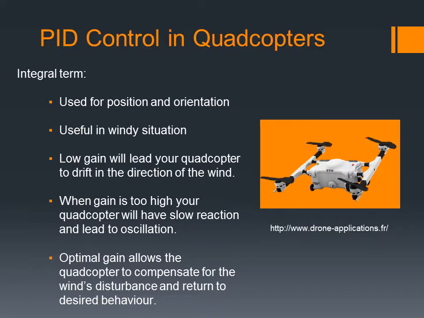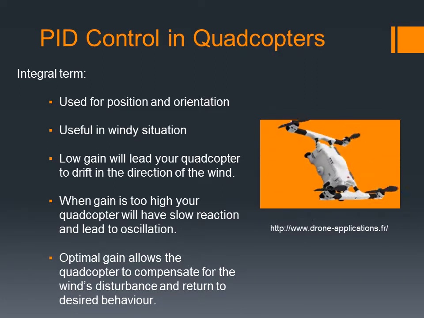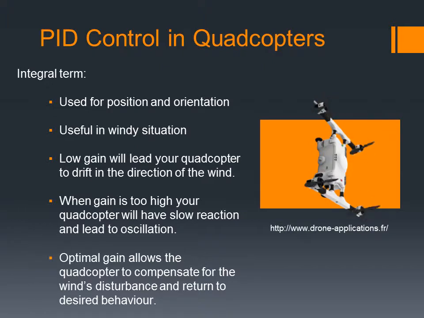Now for the integral term. This is used for the position and orientation of the quadcopter. It is very useful when you are flying in windy conditions. If your gain is too low, this will lead your quadcopter to drift in the direction of the wind. However, if your gain is too high, your quadcopter will have a slow reaction and lead to oscillation. If you have an optimal gain, this will allow your quadcopter to compensate for the wind's disturbance and return to the desired behavior.